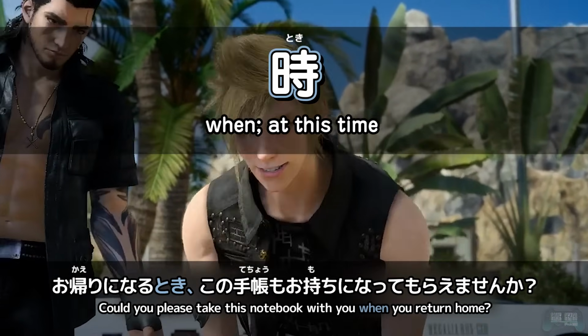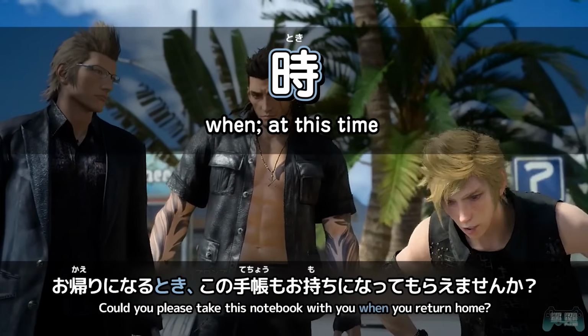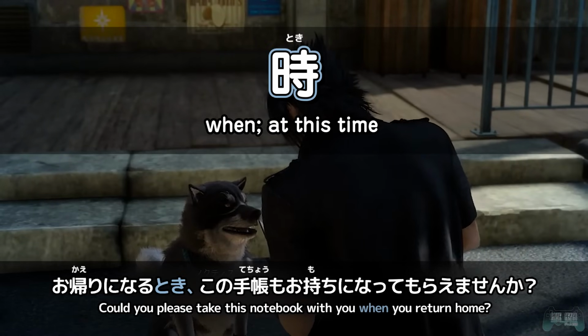Toki, when or at the time. So moving on to toki, this expression means when or at a certain time, and it can be used with verbs, nouns, and even adjectives.